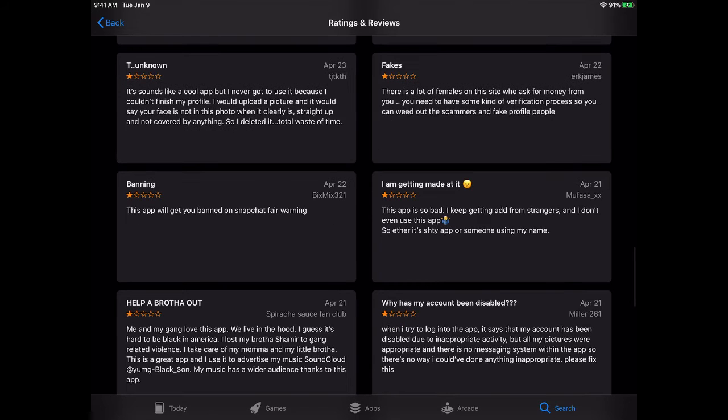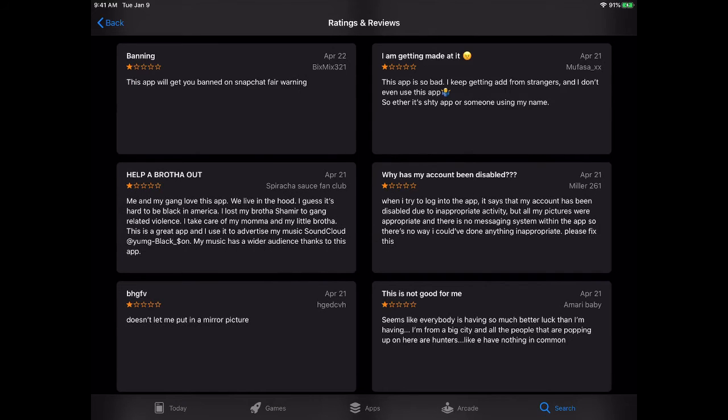But let's keep scrolling. Another one up there, fakes, top right. There's a lot of females on the site who are asking for money from you. Need to have some kind of verification process that can weed out those people. So again, women profiles are asking men for money. Let's keep scrolling. Again, top right: I'm getting mad at it. This app's so bad, I keep getting ads from strangers and I don't even know how to use the app. So either it's a bad app or someone's using my name. So they're getting contact requests from strangers, an issue for your child.